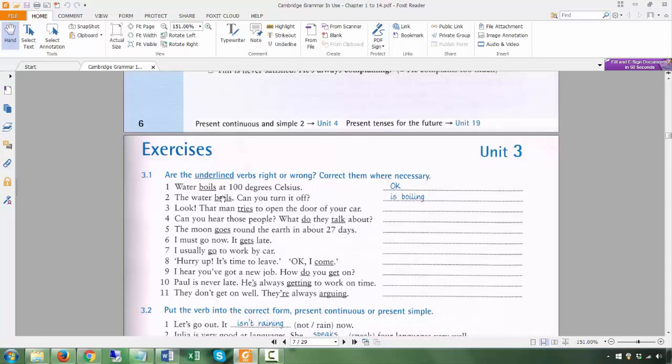The water boils. Can you turn it off? So obviously, this is happening right now. So you don't say the water boils. Boils as present simple, this regularly happens. No, you're saying the water is boiling right now. So the water is boiling. So there's a correction. So you just correct it.